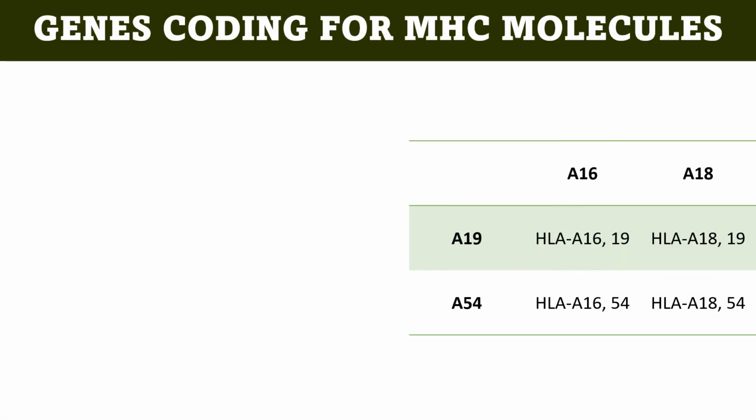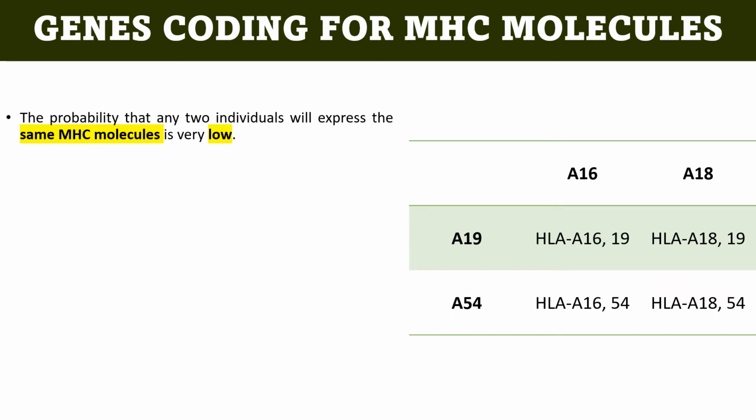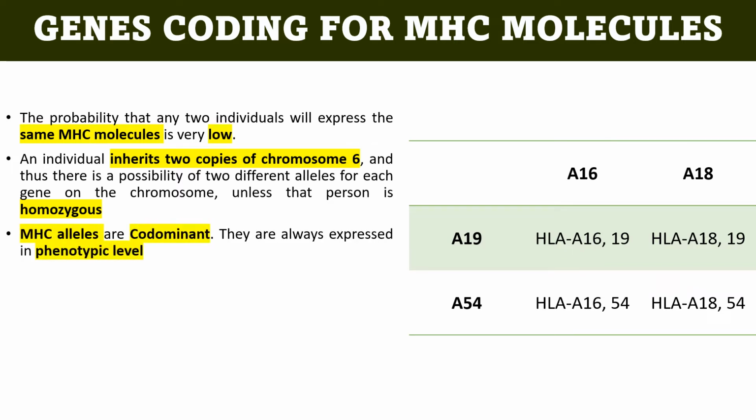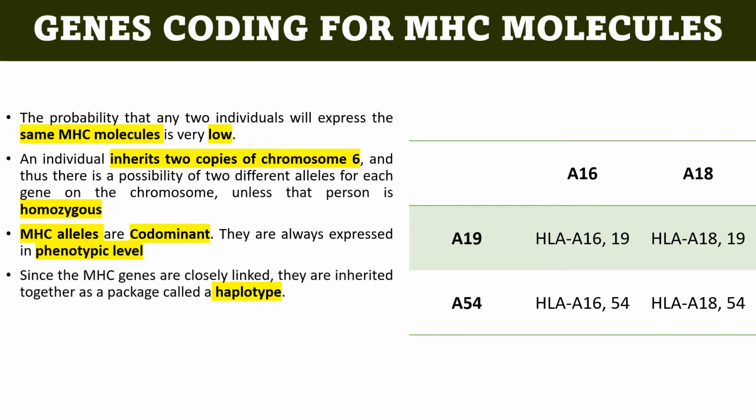Genes coding for MHC molecules. The probability that any two individuals will express the same MHC molecules is very low. An individual inherits two copies of chromosome 6, and thus there is a possibility of two different alleles for each gene on the chromosomes, unless that person is homozygous. MHC alleles are codominant, so they are always expressed at the phenotypical level.